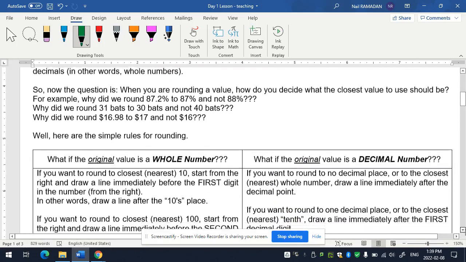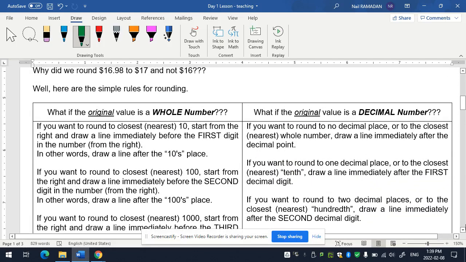Okay. So let me teach you the rules now. Okay, everyone, pencils down. We'll get to highlight and everything. And this is recorded. So feel relaxed. Everything will be posted. So what if what you're rounding is a whole number, which means a number with no decimals? So let's write this down. No decimals.